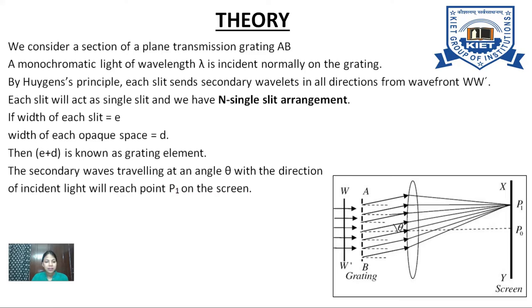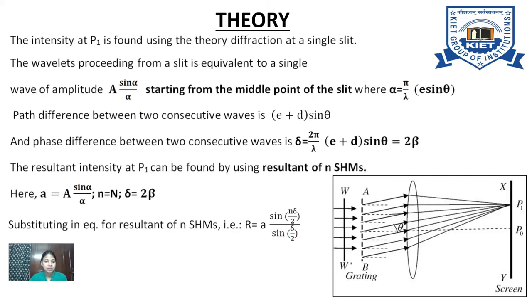The secondary waves traveling at an angle theta with the direction of incident light, or with the horizontal, will reach point P1 on the screen. And we have to find out the intensity at point P1. Now the intensity at point P1 is found by using the theory of diffraction at a single slit that we have seen in a previous lecture. The wavelets proceeding from a slit are equivalent to a single wave of amplitude A sin alpha upon alpha, and these waves are considered to be starting from the middle point of the slit.